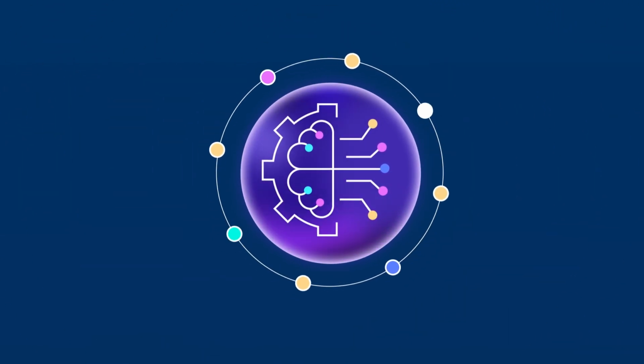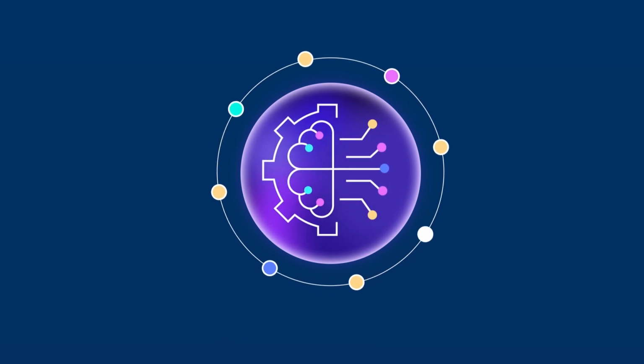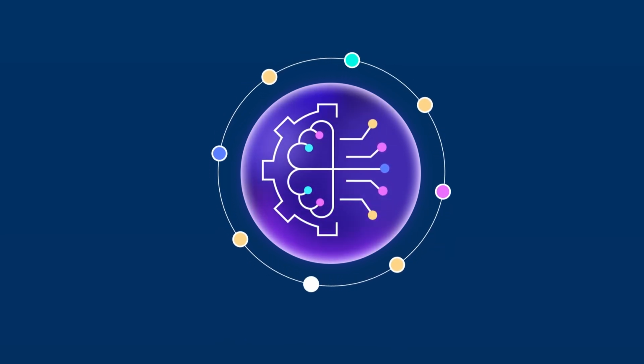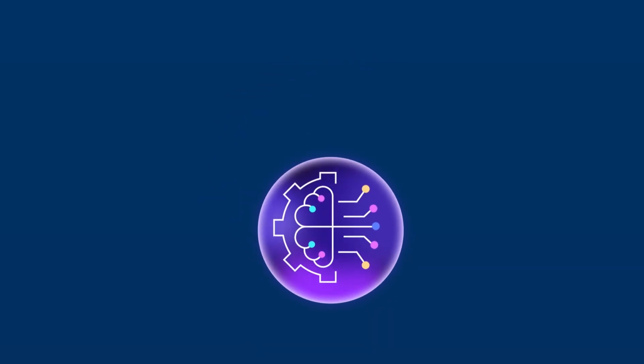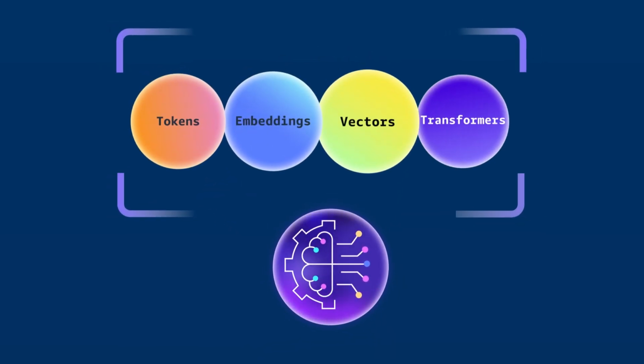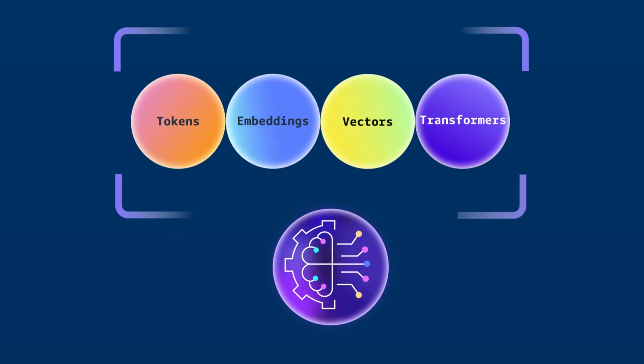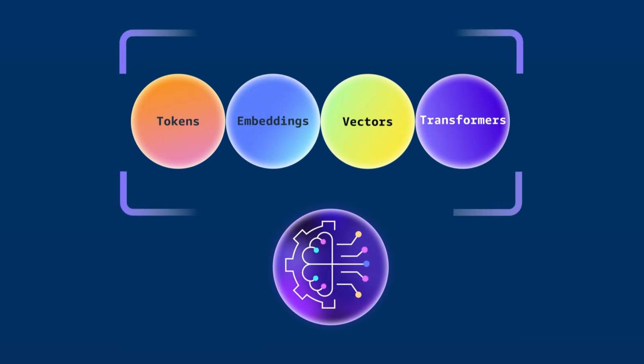Of course, the specific details of how each LLM learns and responds is very complex and can vary across different LLMs and architectures. But the concepts of tokens, embeddings, vectors, and transformers are core components of modern large language models.